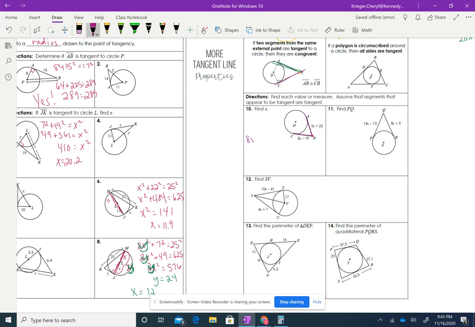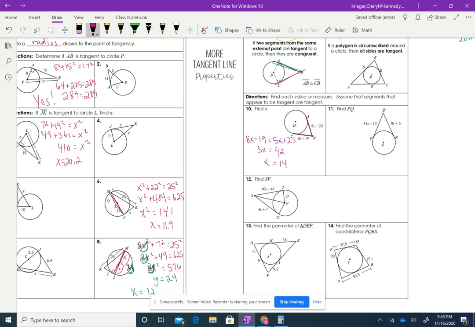So that means 8x minus 19 equals 5x plus 23. I'll subtract 5x on both sides and add 19 to both sides. 3x equals 42, and if I divide by 3, 42 divided by 3 is 14. X is 14. Okay, you guys should be able to do number 11, no problem. I'll do 12 and 14.